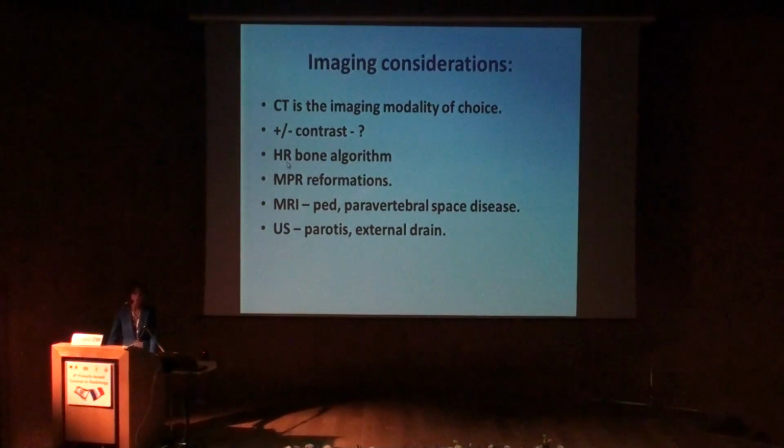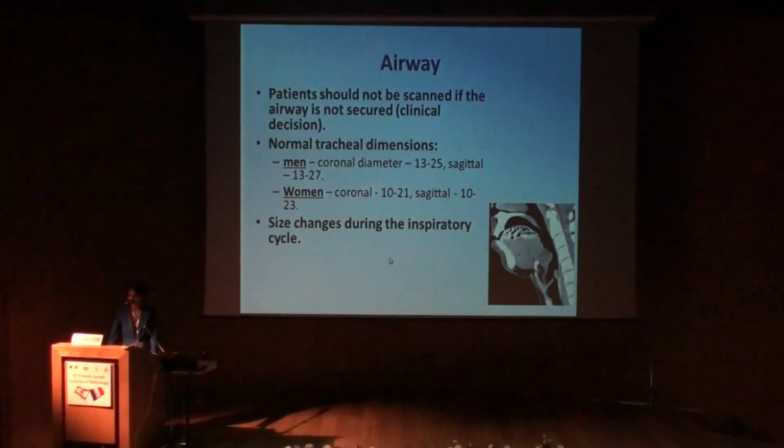You want to use high resolution bone algorithm to get all those fine bony details, and you must do MPR reformations. MRI is good in pediatric cases, some pediatric cases, and also if you suspect paravertebral space disease and disease of the spine. And ultrasound can be used for the parotid and if you want to drain an abscess.